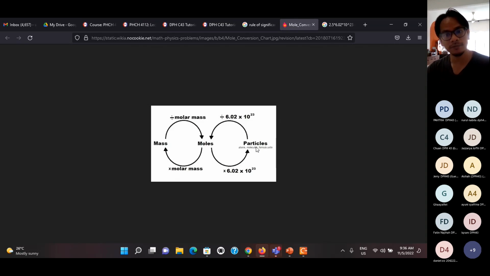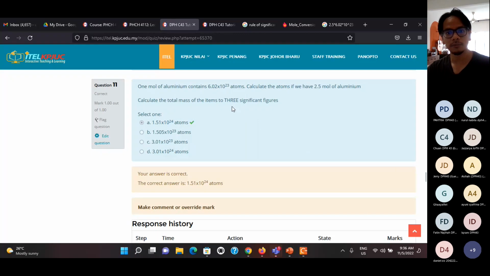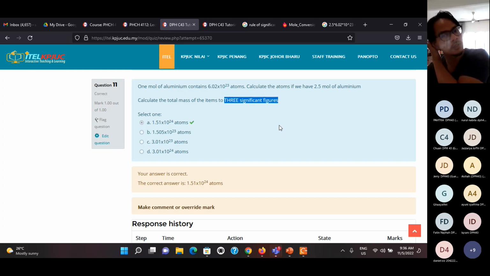Okay, so once you have that value, kamu kena bundarkan dia kepada 3 significant figures. Saya nak 3 significant figures. So that's why kamu kena tahu pula macam mana nak bundarkan kepada 3 significant figures. So there are 2 things here that you have to know in order for you to get the correct answer here. Okay.